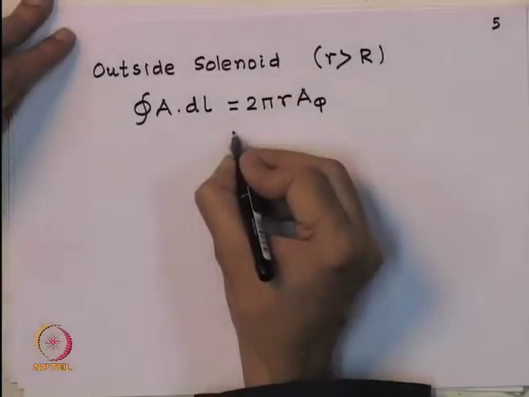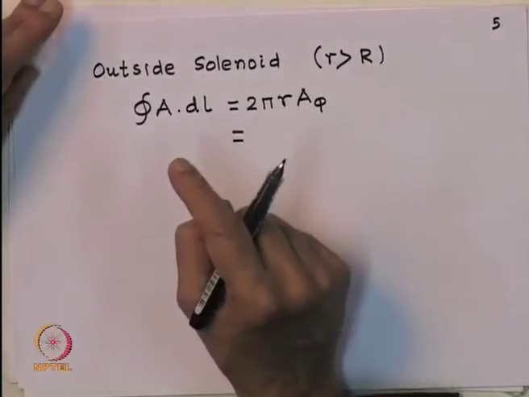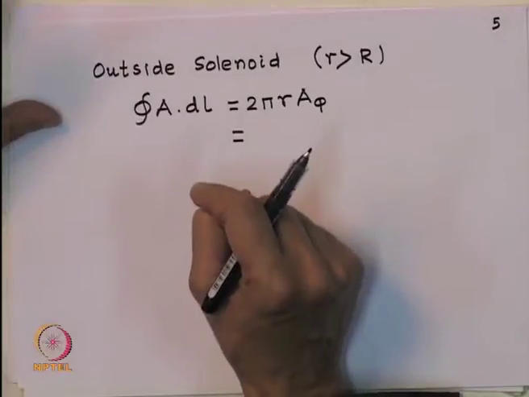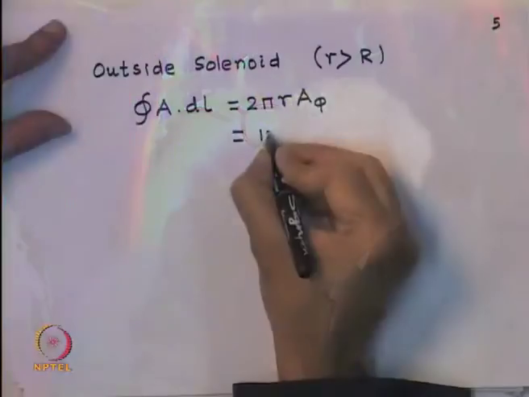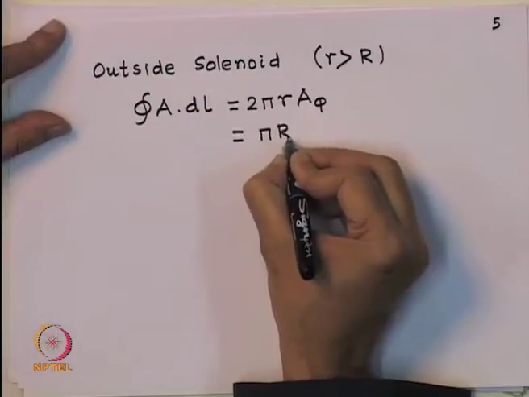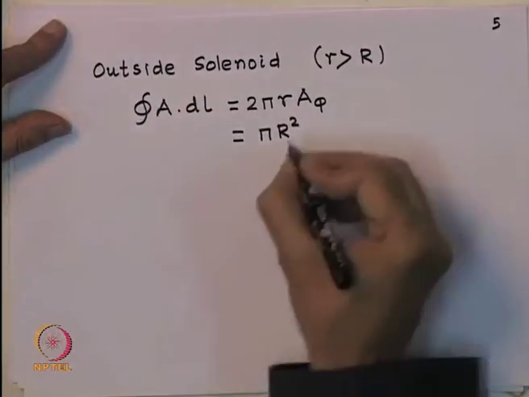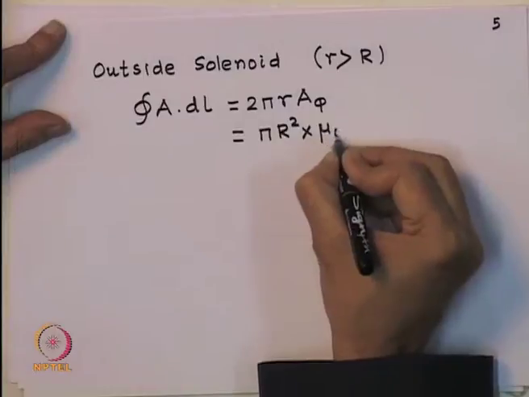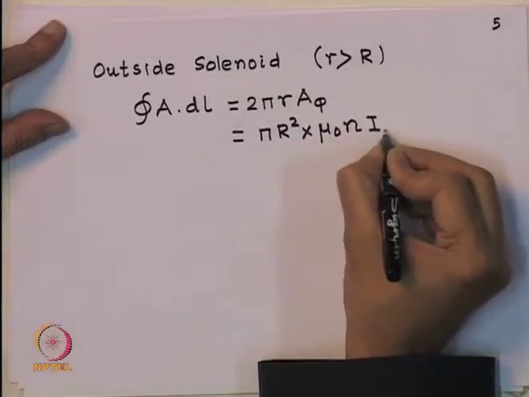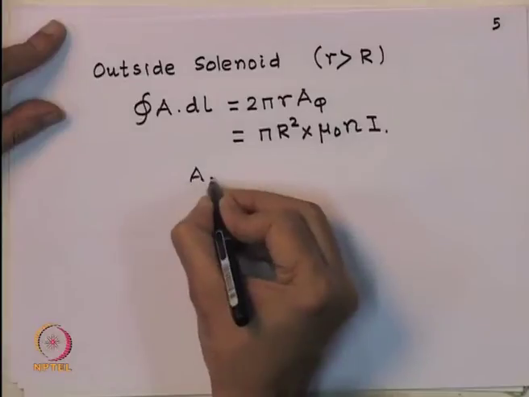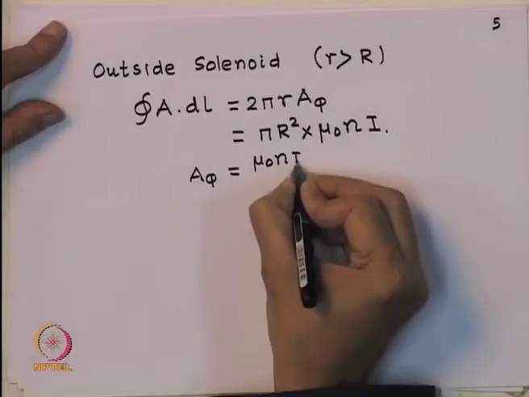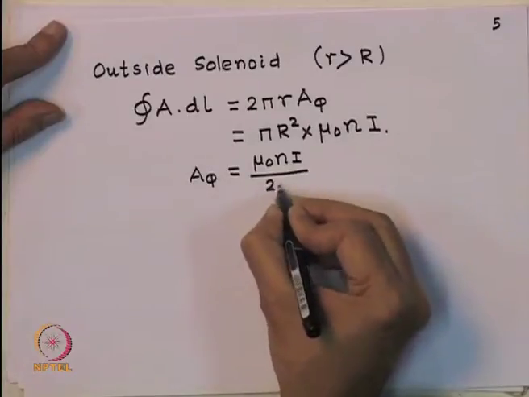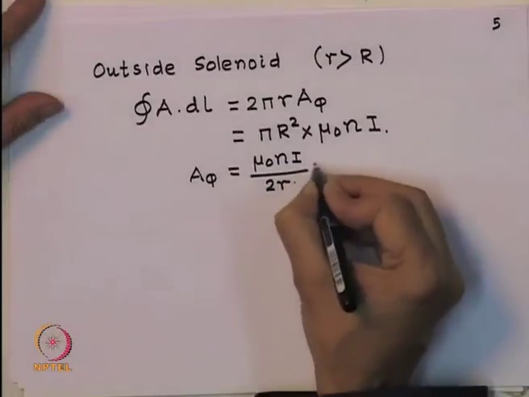Now, this is the flux. Now, the flux, there is no contribution to the flux from outside the solenoid, because the field there is 0. So, therefore, what I get is pi r square, but this time capital R square, times the magnetic field, which is mu 0 n I, and that tells me that A phi is given by mu 0 n I by 2r, and times of course R square.